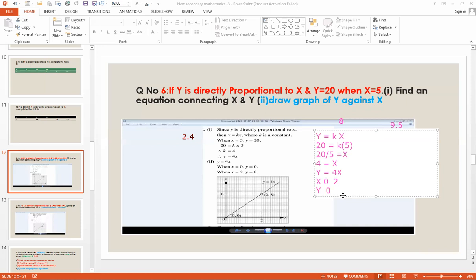And when x is equal to 2, what is the value of y? It is equal to 4 times 2, which is 8. You can take 1 also. Okay, I have to take 1 for 2. You can take any one of them. Suppose if x is equal to 1, what is the value for y? It is equal to 4. This is called the table. I think it is clear to all of you.